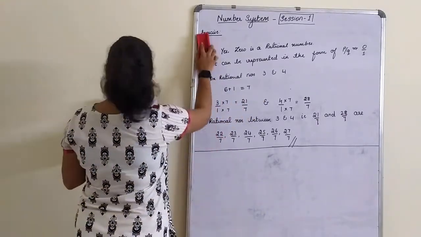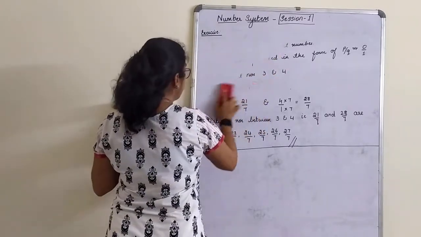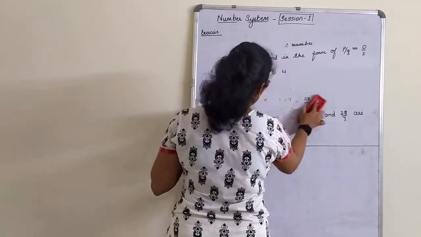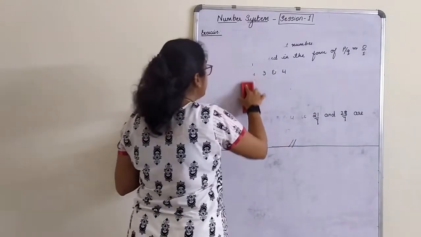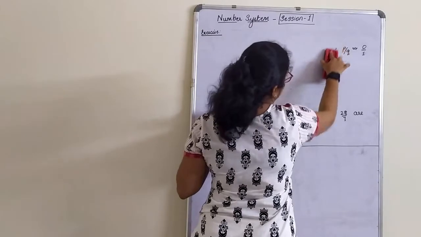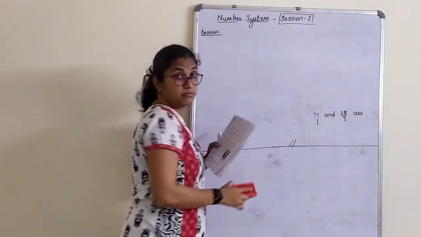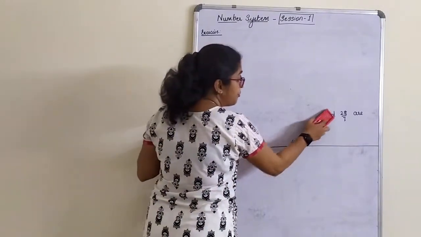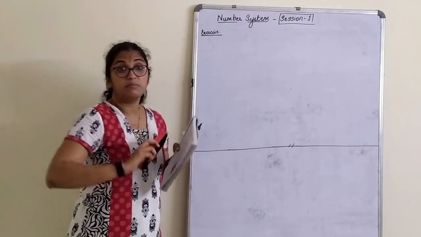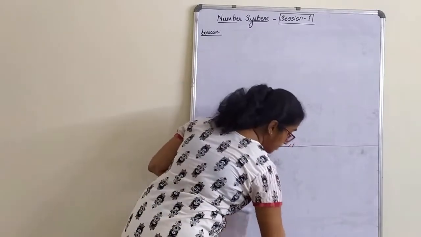So next number they have asked, find 5 rational numbers between 3 by 5 and 4 by 5. Now between 3 by 5 and 4 by 5, if I have to find, there can be many. How many rational numbers are there between two rational numbers? If I ask you between 1 and 2, how many rational numbers are there? 1, 2, 3, 4, 5, 6, how many? There are infinite rational numbers between these two. You cannot count them. There are so many rational numbers between them.